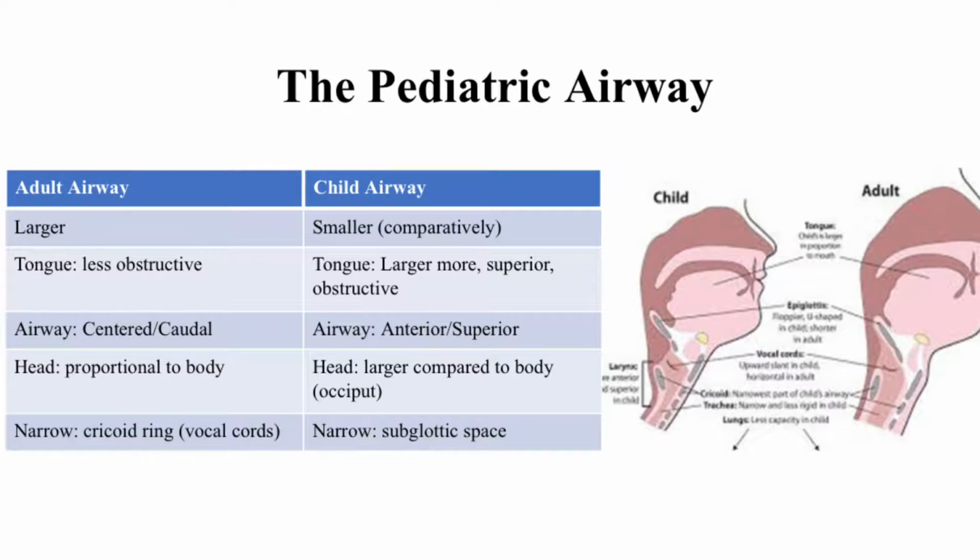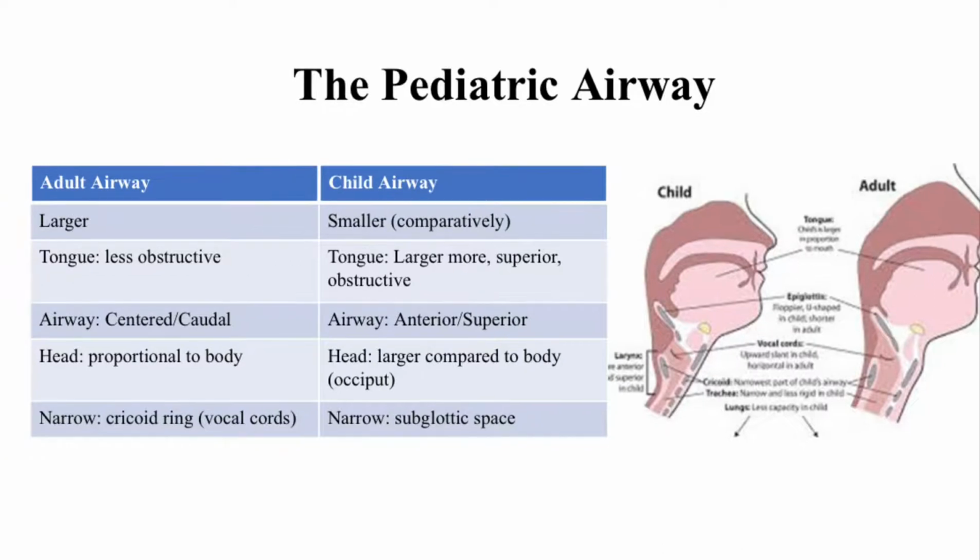The adult airway is larger, the tongue is less obstructive, the airway is more centered, the head is proportional to the body, and the narrowest point of the airway is the cricoid ring or the vocal cords.